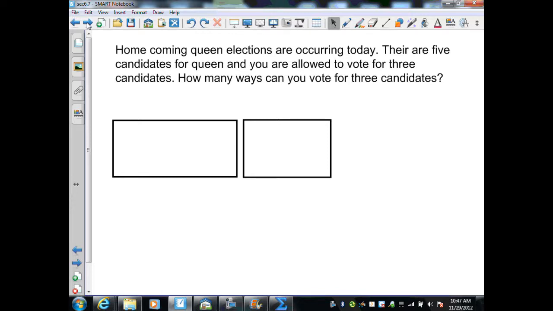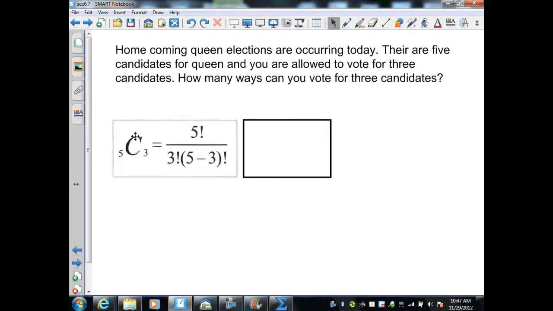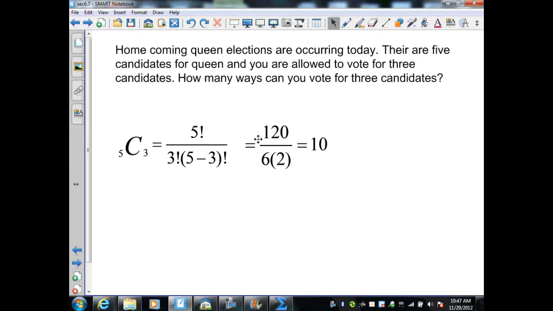This is a combination because we don't care how we order them on the sheet of paper that we're voting on. So we have a combination, 5 total candidates, 3 we can vote for, so that is my N and my R. Substituting into the formula, 5 factorial over 3 factorial times the quantity of 5 minus 3 factorial. When I work that out, I'm going to get 120 over 6 times 2, or 120 divided by 12, which gives me a total of 10 combinations.